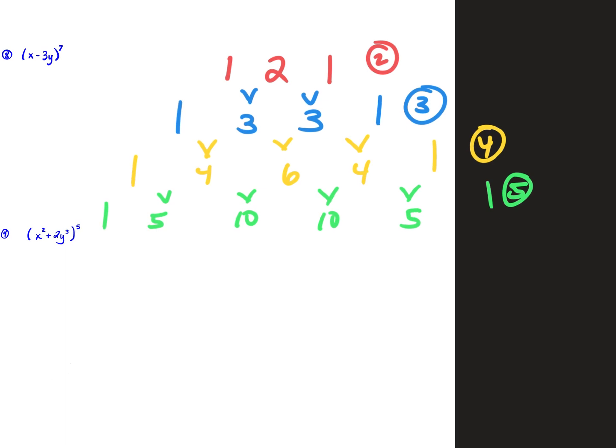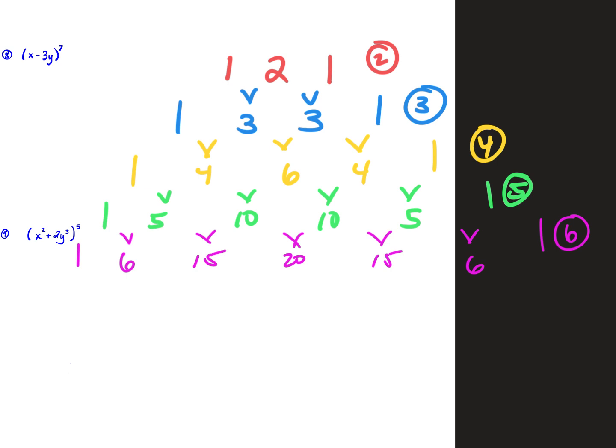Let's build the seventh row. What color am I going to pick? All right, let's do the sixth. How about that? Okay, 1's on the outside, right? 1 plus 5 is 6. 5 and 10 is 15, 10 and 10 is 20, 10 and 5 is 15, 5 and 1 is 6. Perfect.